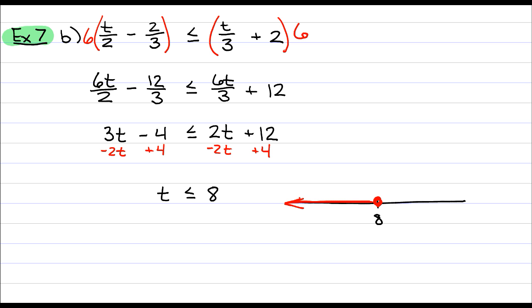So we could say that that's everything from minus infinity up to and including 8. And so in interval notation, that would look like this: everything from negative infinity up to and including 8. And so this would be our solution.